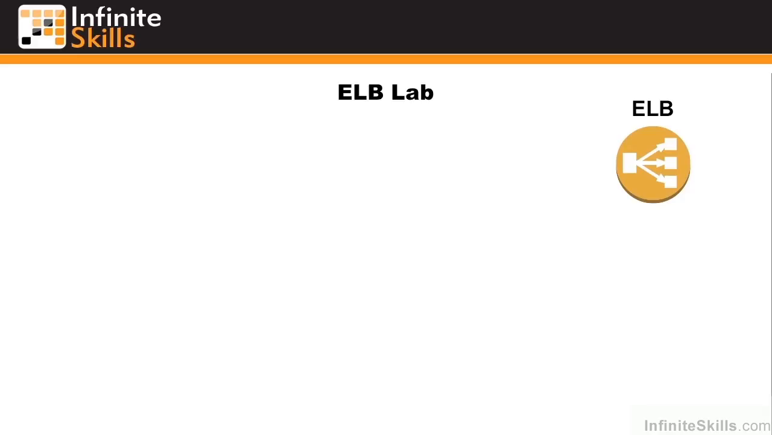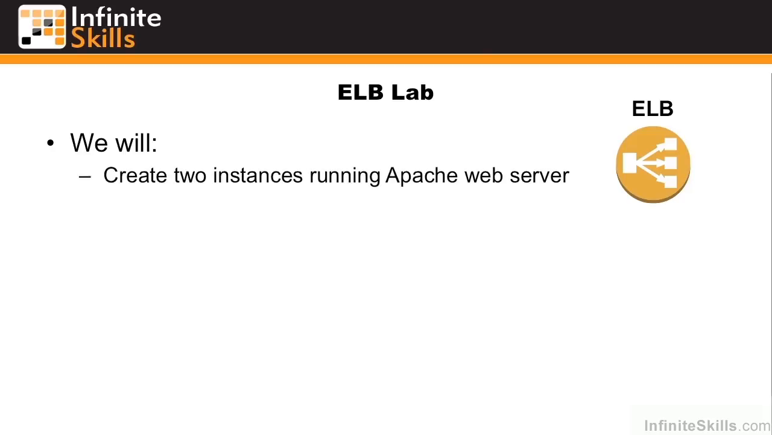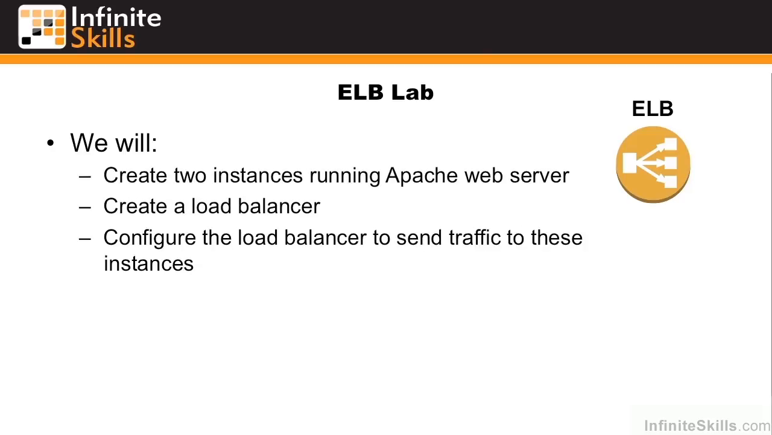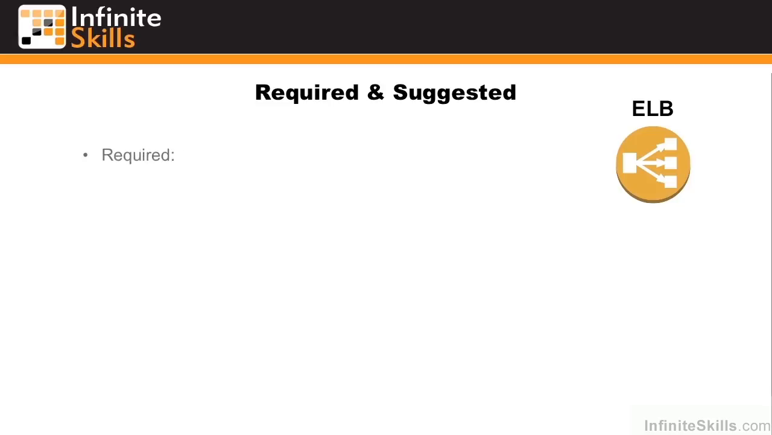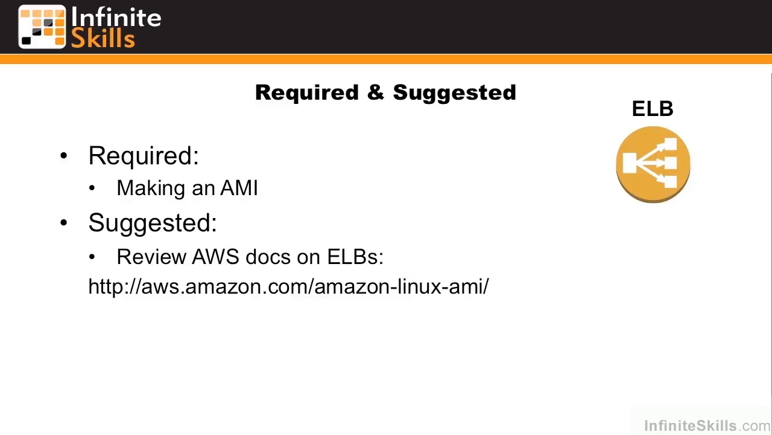In this hands-on lab, we're going to explore the ELB, or Elastic Load Balancer. We're going to create 2 instances running Apache Web Server, create a load balancer, configure the load balancer to send traffic to these 2 instances, and then verify the balance. Before you begin this lab, we suggest that you review the Making an AMI course, and that you also review the AWS docs on ELBs.